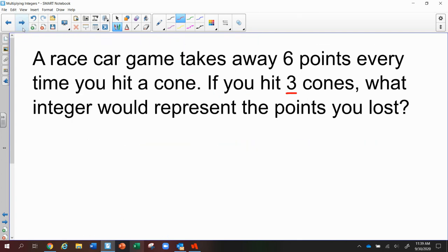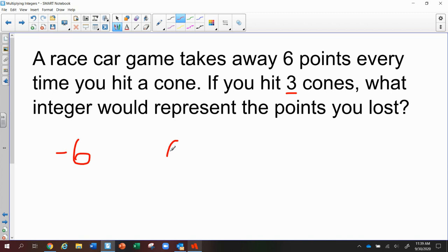There's also a different way you can model it, and it's the same as just using the counters that we've normally used. So rather than using a number line, we can also use counters. A race car game takes 6 points away every time you hit a cone. If you hit 3 cones, what integer would represent the points you lost? Well, that's -6 points, right? Because I'm taking away 6 points every time I hit a cone.